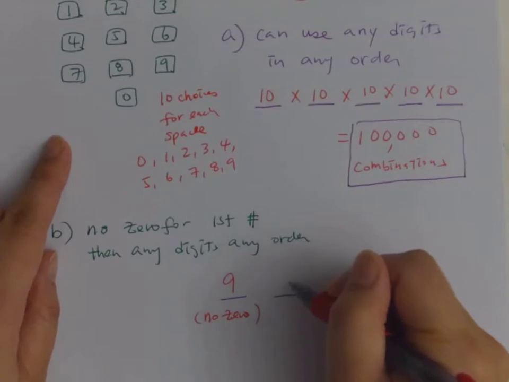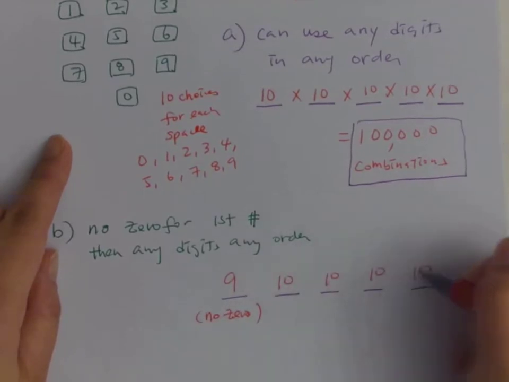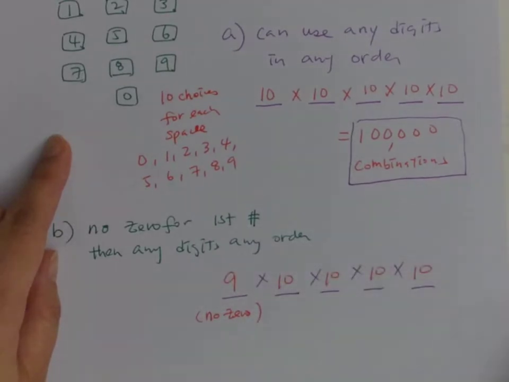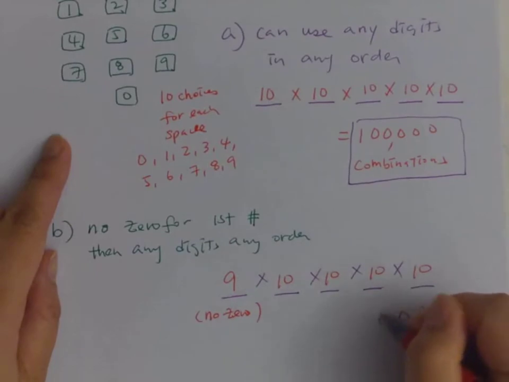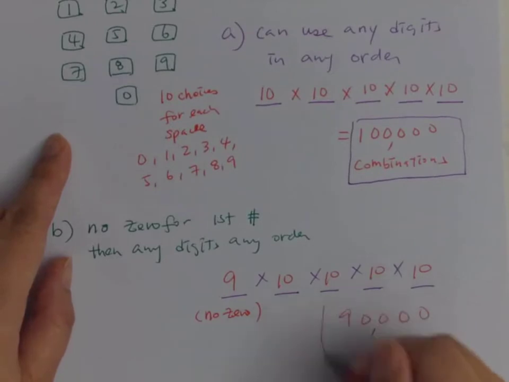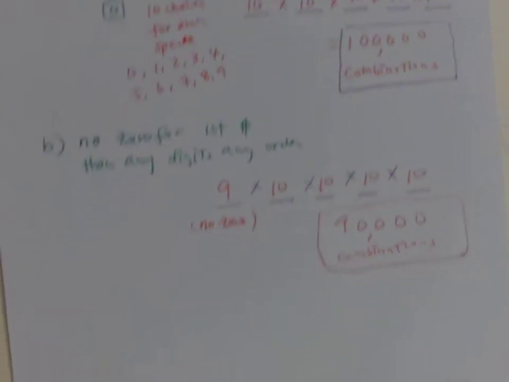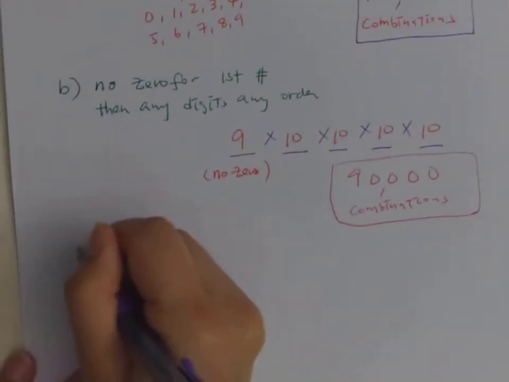So all of them have how many choices? 10, 10, 10, 10, right? So we multiply them together. Then we're going to have 1, 2, 3, 4 zeros, and then a 9, right? So 90,000 combinations. Are we okay? So they're not very difficult, but you do need to know what's going on a little bit.